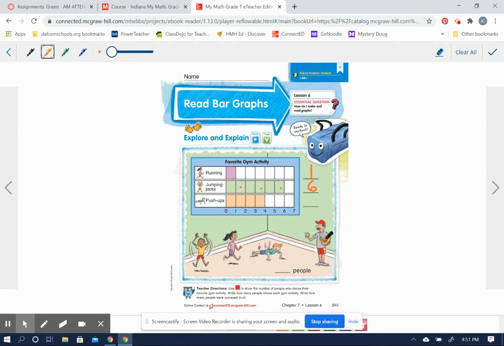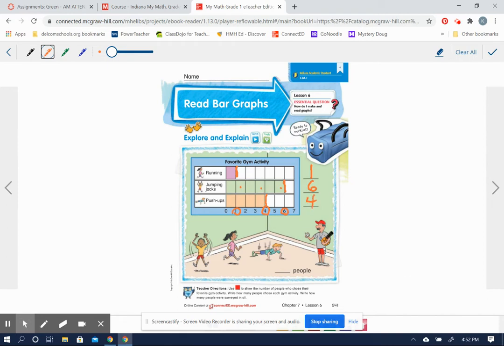Okay, here's another way that we can tell. If we just follow the end of this bar and look down at this number, we see the number 6. Here at the end of this bar, we see the number 1. And at the end of this bar, for the number of people that chose push ups, we can either count the individual boxes or we can look at the line and see that it lines up with the number 4.